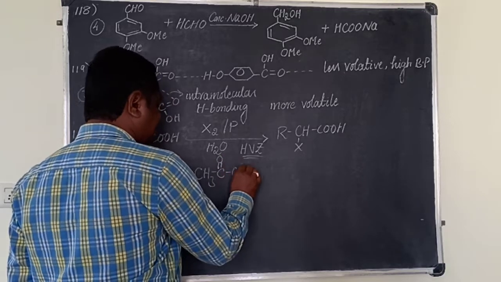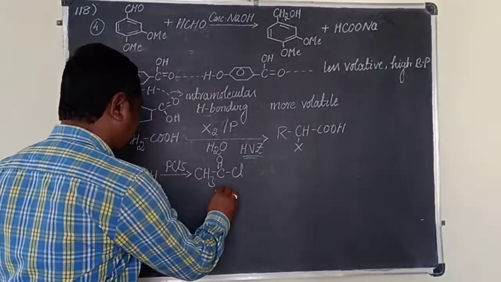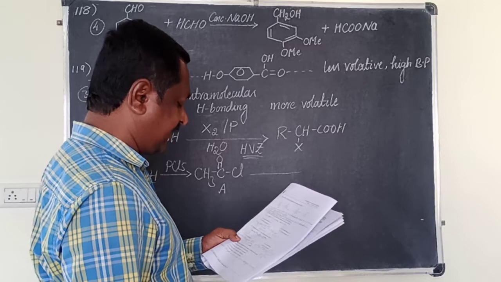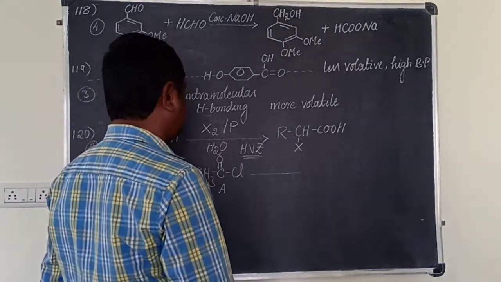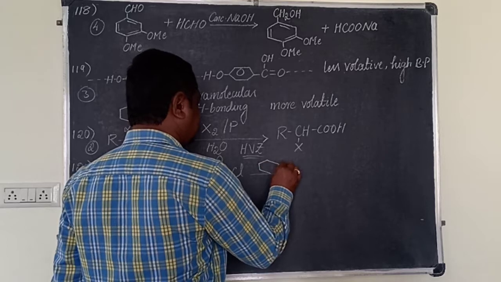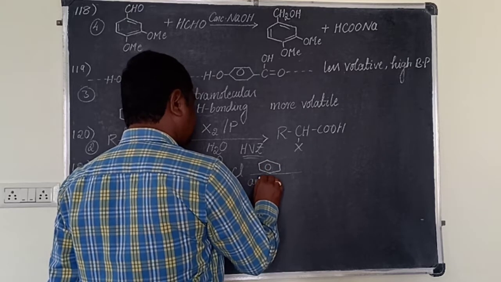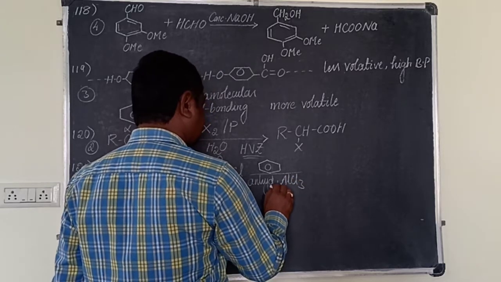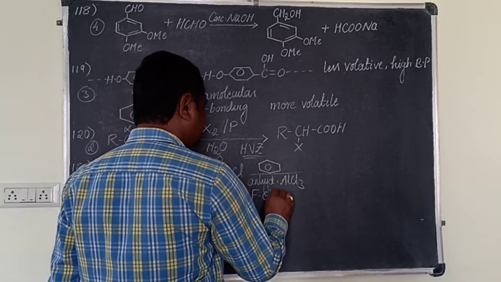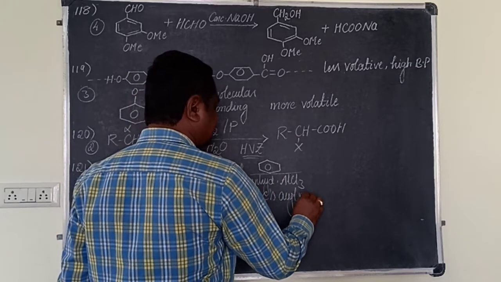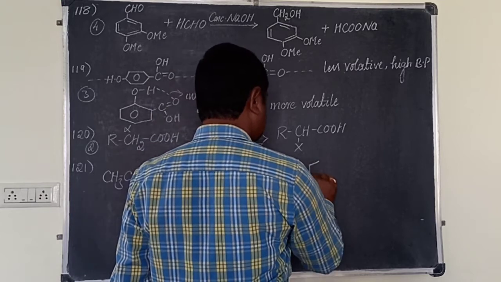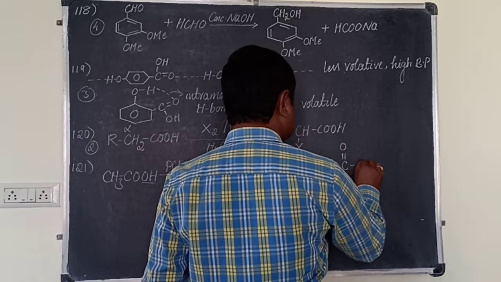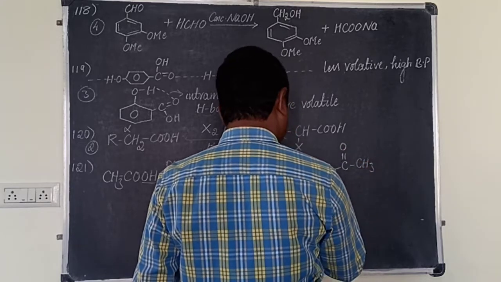CH3COCl, acetyl chloride. It reacts with benzene in presence of anhydrous AlCl3. What is the name of the reaction? Friedel-Crafts acylation. In the Friedel-Crafts acylation, we get the aromatic ketone, C6H5COCH3. So this is B.